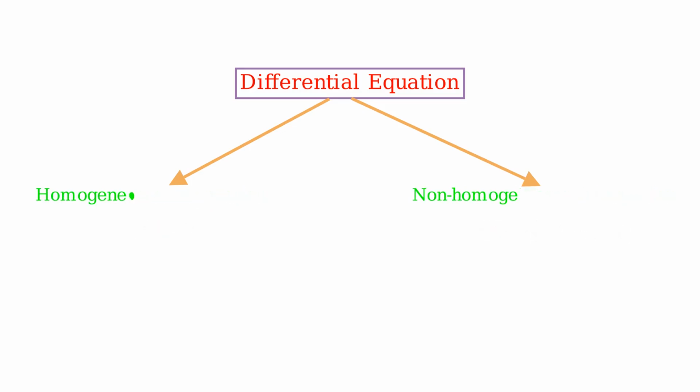Another classification is based on whether the equation is homogeneous or non-homogeneous. In a homogeneous differential equation, every term depends on the dependent variable, like y, and its derivatives, and the equation is set equal to 0. Whereas in a non-homogeneous differential equation, the terms involving the dependent variable and its derivatives are set equal to a non-zero function, called a forcing function or source term.